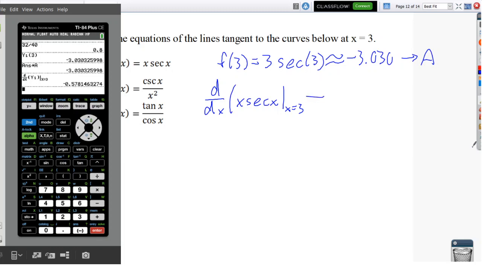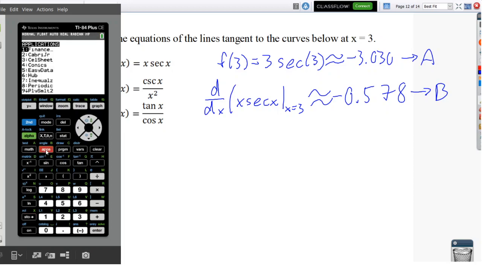approximately, not equal to, I had some lag on my computer that made that an equal sign, is approximately negative 0.578. Right? Yeah, okay, cool. And I'm going to store that value as b. Store alpha b. I must have hit enter twice there. And now I have that stored as b.